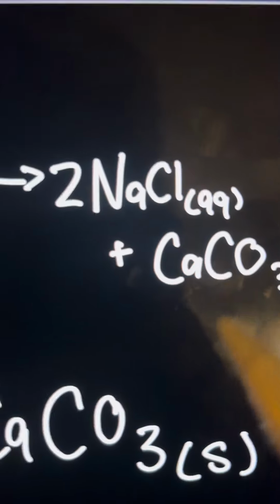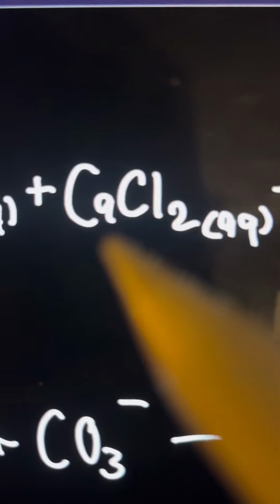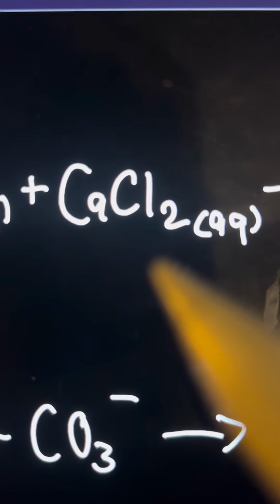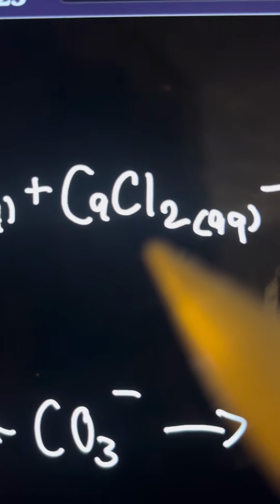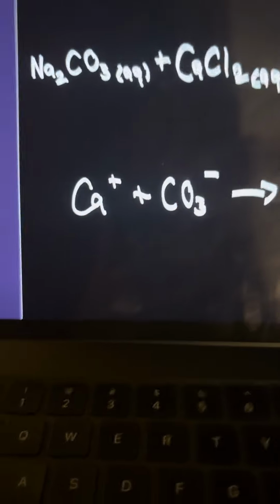It's going to ignore the Na and the Cl. These are actually called spectator ions because they spectate. They don't do anything. They don't change. They just spectate the actual equation. That's why in this net ionic equation, they're not there.